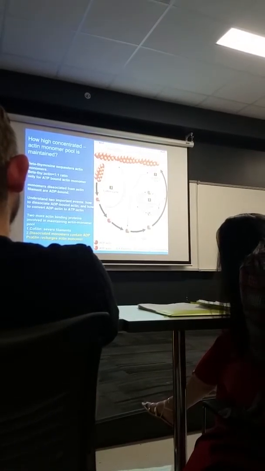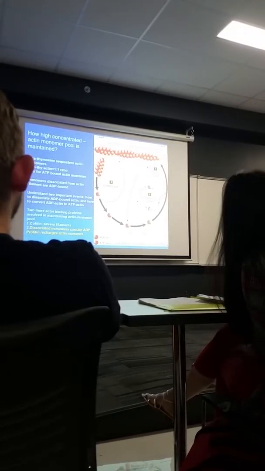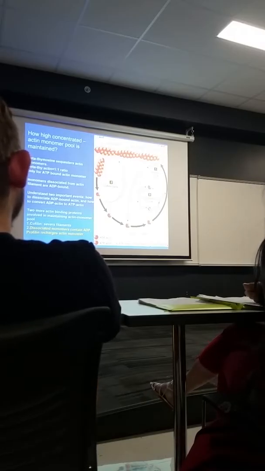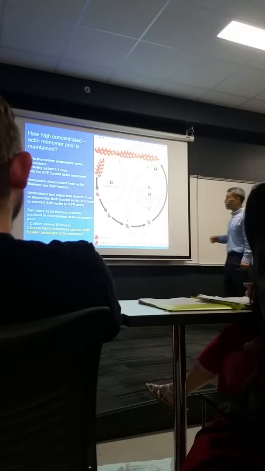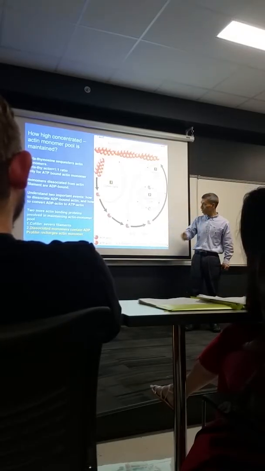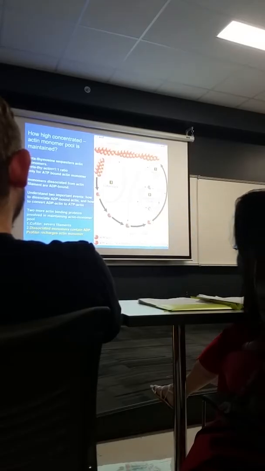So you know that a lot of proteins participate in breaking down actin filaments and polymerization of actin filaments, and also in sequestering actin monomers. But the most important protein implicated in sequestering actin monomers, so that the high concentration of the actin monomer pool is maintained, is thymosin beta-4. Right? So you got that.